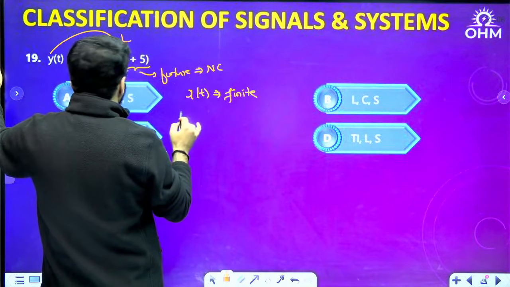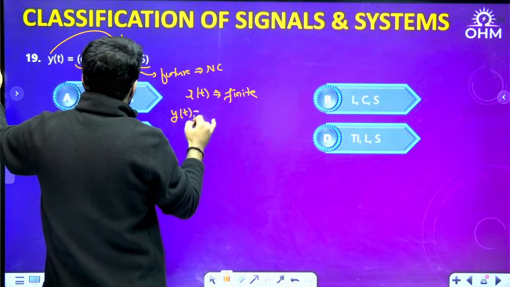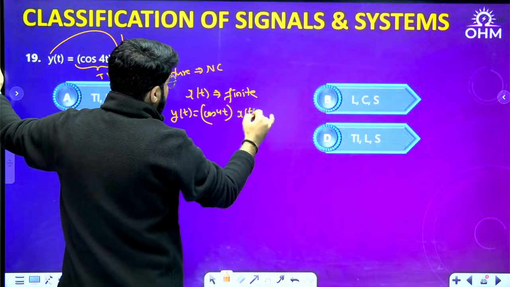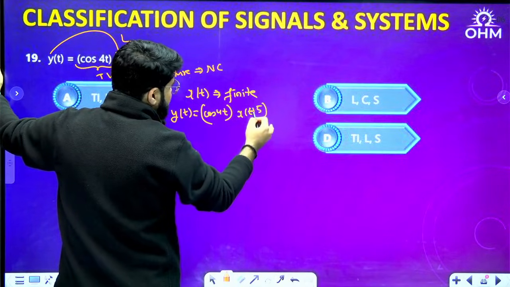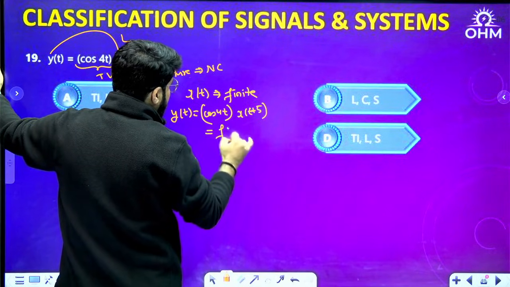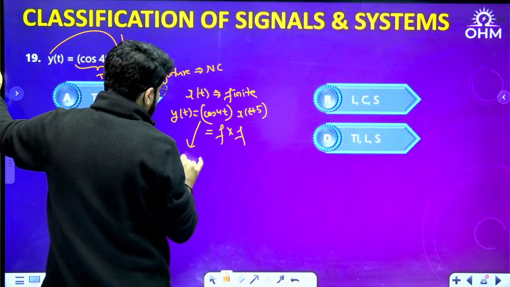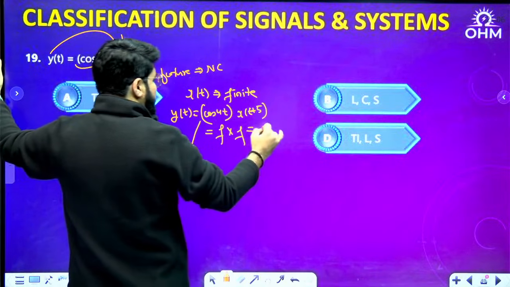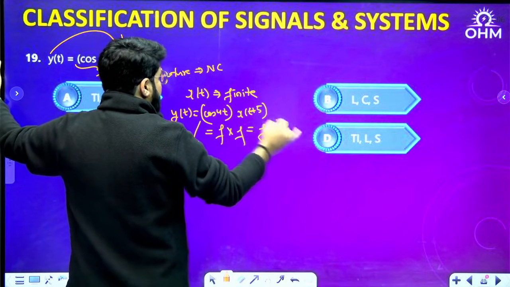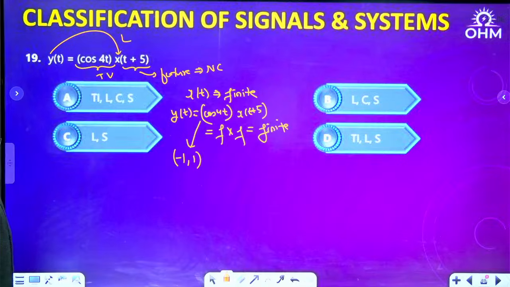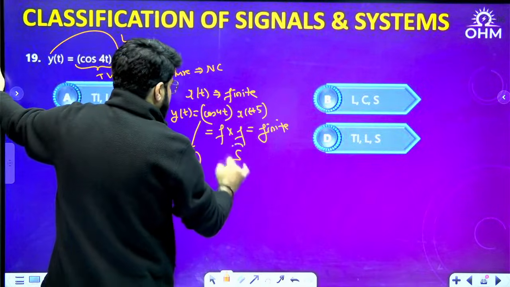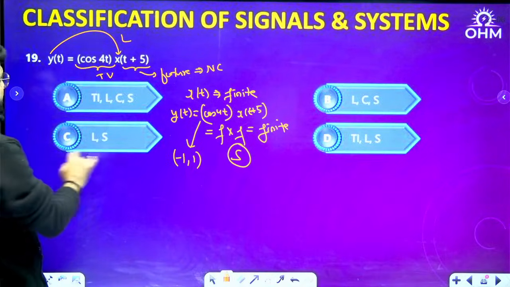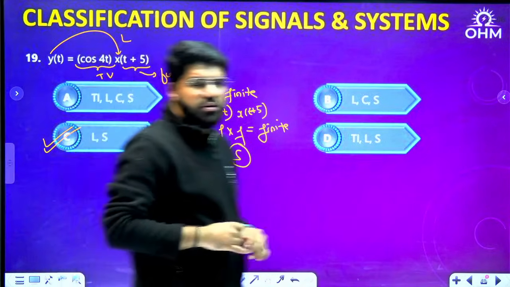Now, last, if x(t) is finite, then y(t), which is cos 4t multiplied by x(t+5). Time shifting doesn't change the amplitude level, so it is finite into finite. Cos theta is always between -1 and 1, never unbounded. So finite into finite is finite. If input is finite, output will be finite only, so it is stable also. It is linear and stable, but not causal and not time invariant. Answer is C, linear and stable.